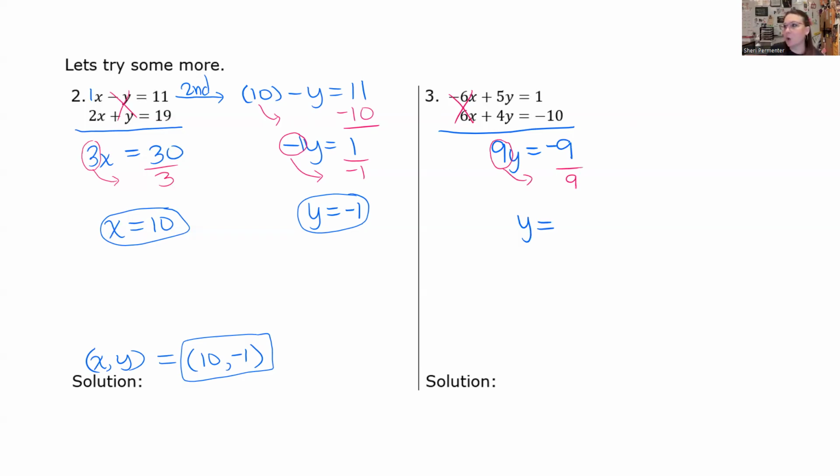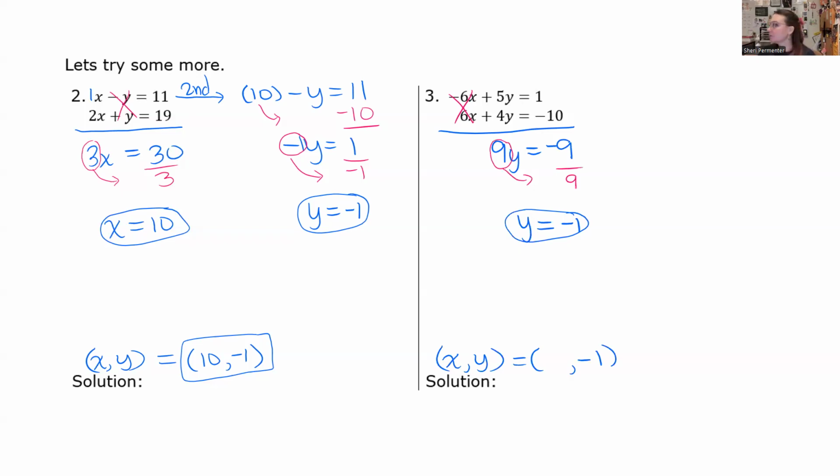Anything divided by itself is 1. A negative divided by a positive is a negative, so I get negative 1. I have half of my answer. My answer is x comma y, or that point of intersection. And so I don't know the x term, but I know y is negative 1. Which equation should I plug this into to solve for x?